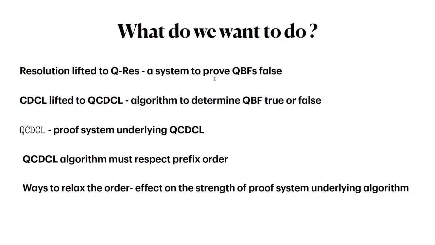When moving to QBF, the notion becomes slightly more complicated. Resolution is replaced by a different proof system called Q resolution. CDCL extends to something called QCDCL, which again determines truth or falsity. Because QBFs must respect the order, this puts a lot of restrictions on how the algorithms can proceed. So we try to see if somehow the order can be relaxed, and how relaxing the order in different ways affects the strength of my proof system and the strength of the algorithm, and how fast I can prove true or false. This is the kind of idea behind doing QBFs.